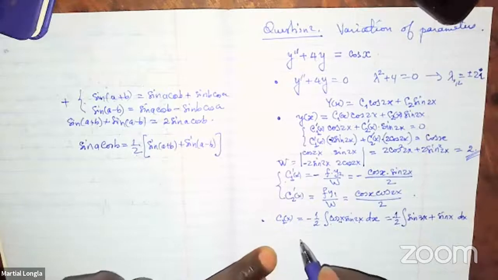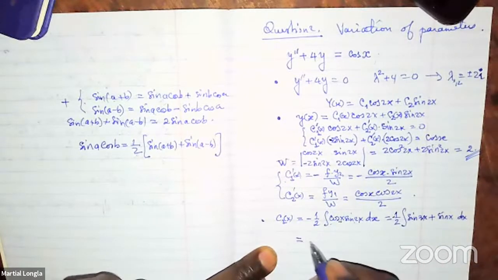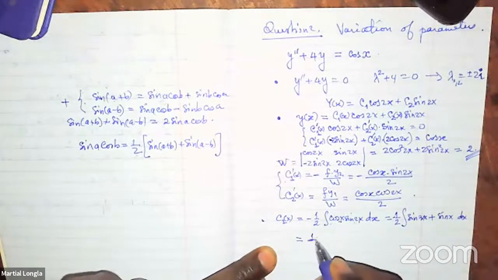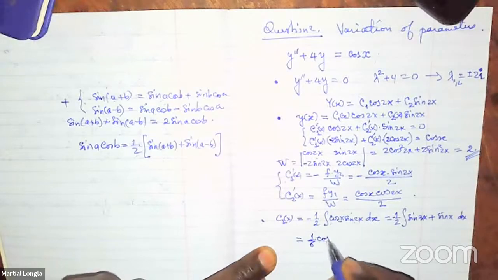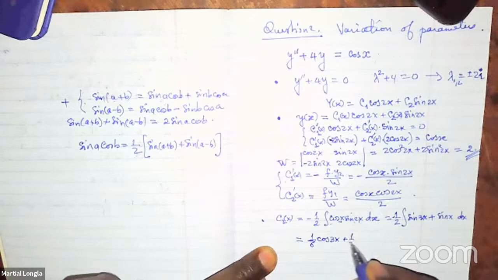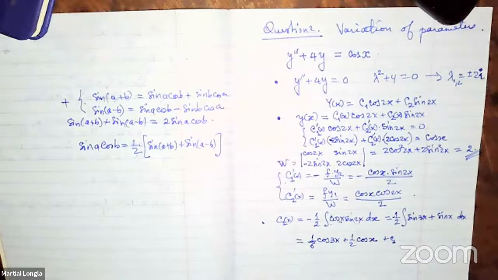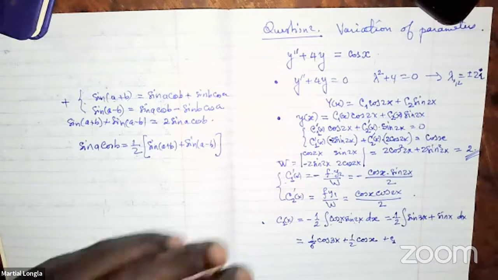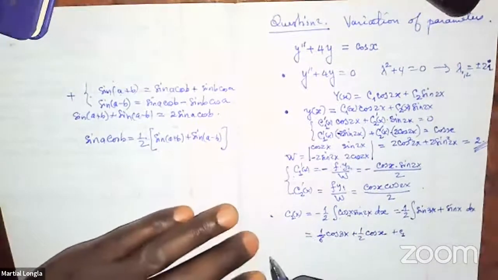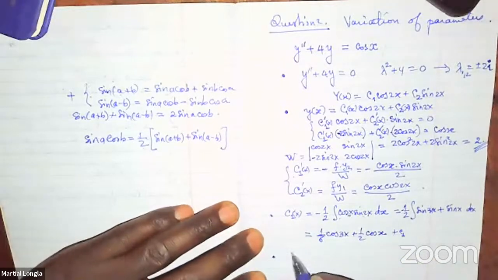And you can now easily compute the integral. You got negative 1/6 cosine 3x plus 1/2 cosine x plus little c1. So this is what you get as answer. And please try to do the same thing I just did here for the second one.